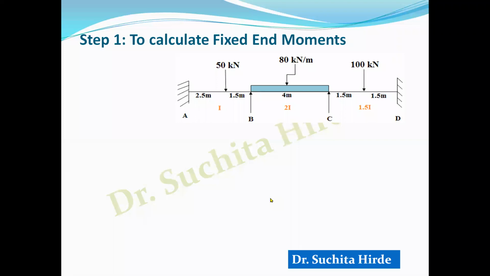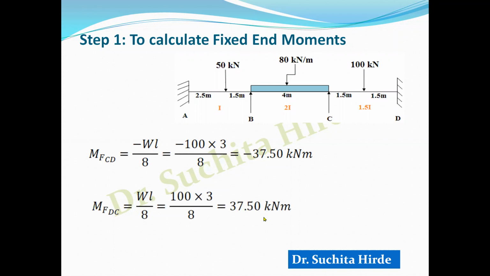On member CD, there is central point load and therefore we know that for central point load, the fixed end moment is standard formula WL by 8. So L is 3 meter, W is 100. So we get minus 37.5 and plus 37.5 as fixed end moment for member CD.